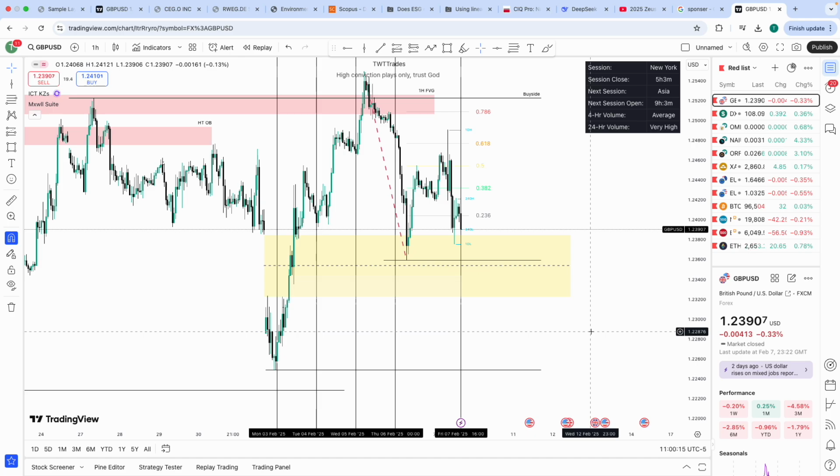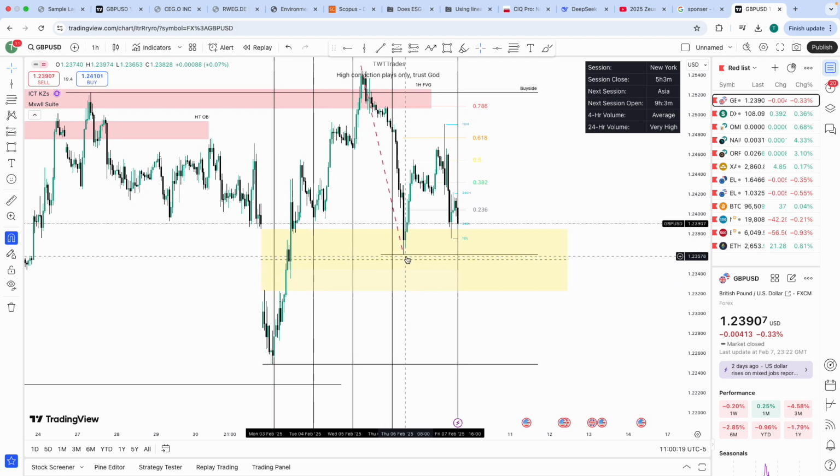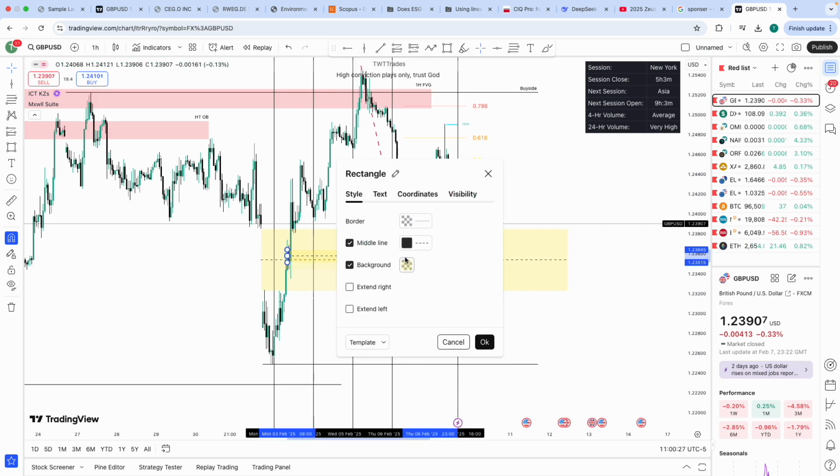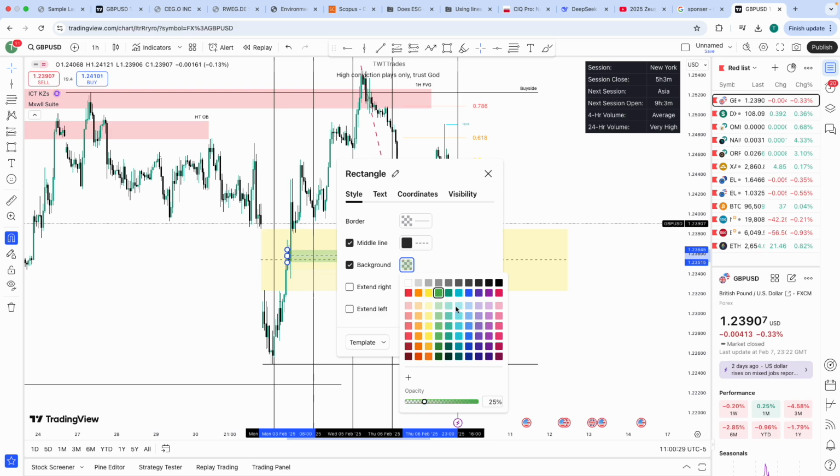So we've seen that price has then tapped into this region, came into this imbalance. I see that there's an order block resting here, so let's mark out this order block. Let's change this color so it's a bit more visible. Maybe a red.